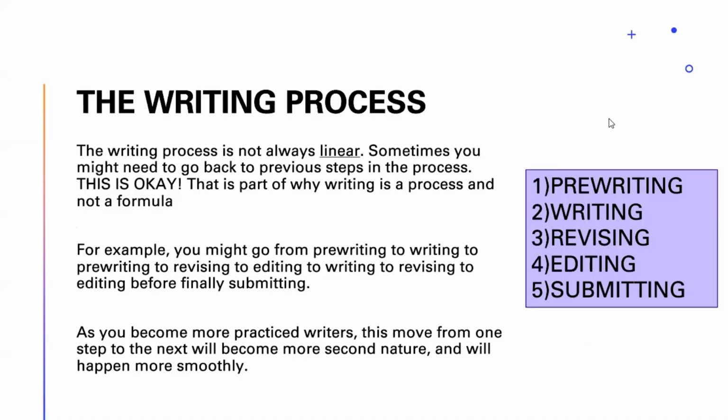As I say here, the writing process is not always linear. Sometimes you might need to go back to previous steps in the process, and this is okay. That's why writing is a process and not a strict formula, right? I say here you might go from pre-writing to writing and then need to go back to pre-writing in your revision step, right? So as you become more practiced writers, the move from one step to the next will become more apparent and more second nature to you.